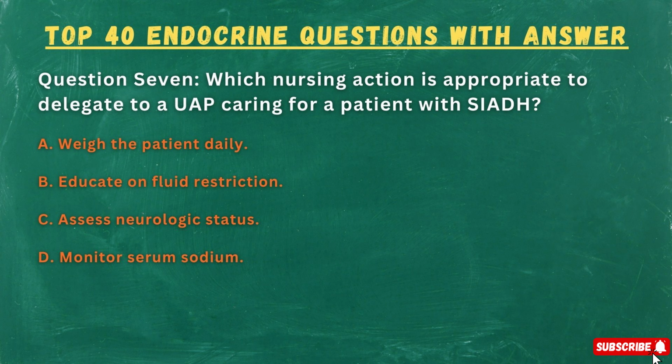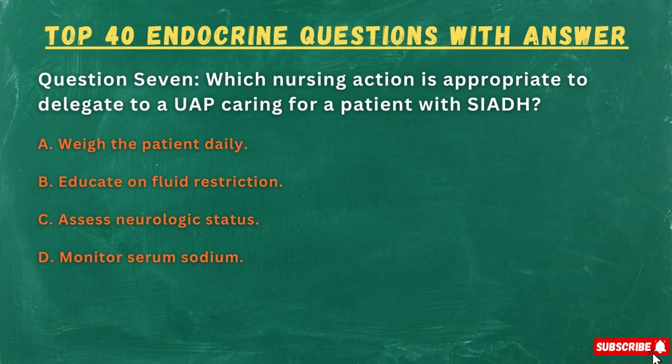Question 24. Which gland secretes hormones directly into the hypophyseal portal system? A. Pituitary. B. Thyroid. C. Hypothalamus. D. Adrenal cortex. Answer: C. Hypothalamus.